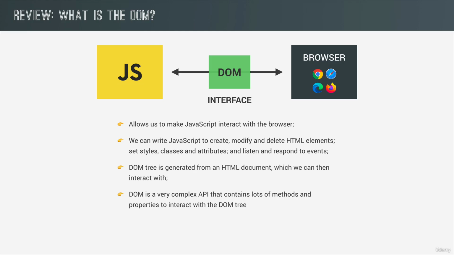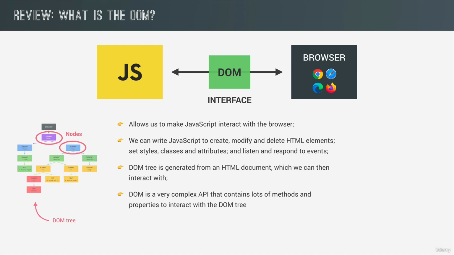And a DOM tree is a tree-like structure made out of nodes, which looks something like this. And we can then interact with this tree as we already did a couple of times in this course. Now, how does that interaction actually work? Well, the DOM is a very complex API, which, remember, stands for Application Programming Interface. So it's the interface that we can use to programmatically interact with the DOM.